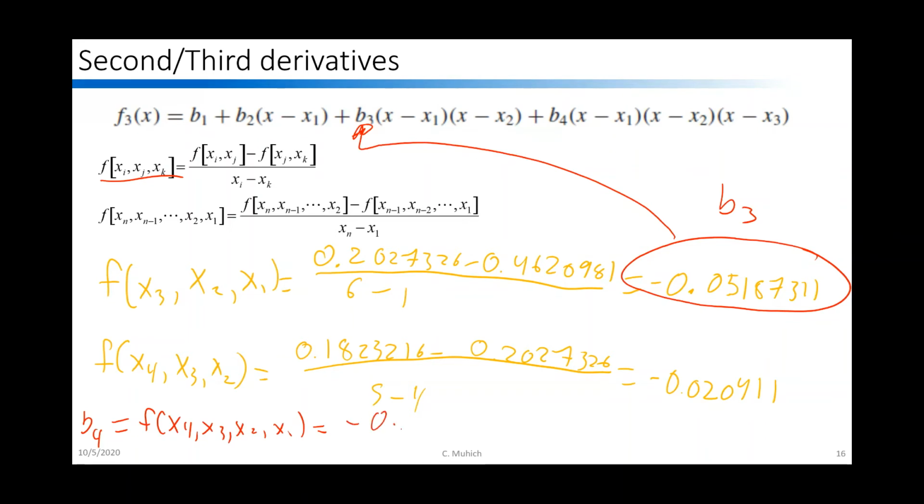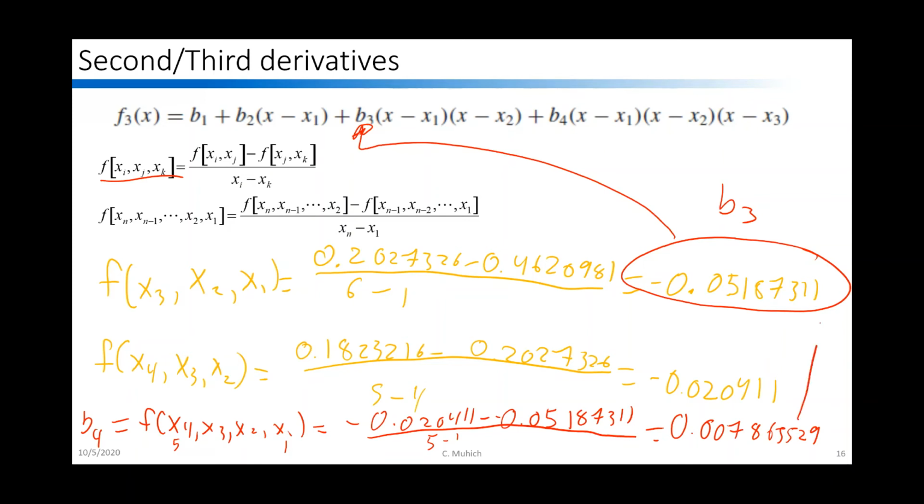So negative 0.020411 minus negative 0.05187311 over x4 had a value of 5, x1 had a value of 1, 5 minus 1. This gives me a value of 0.008665529, and this is our B4 term.